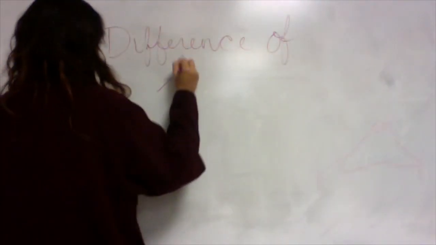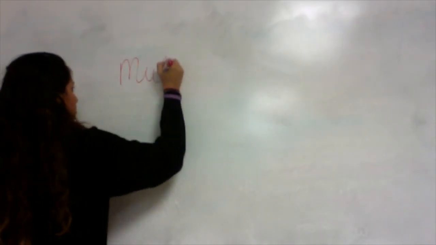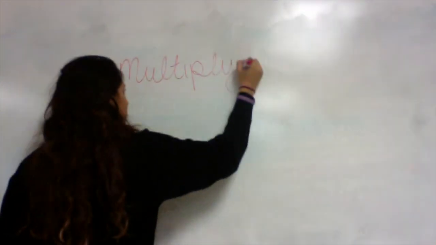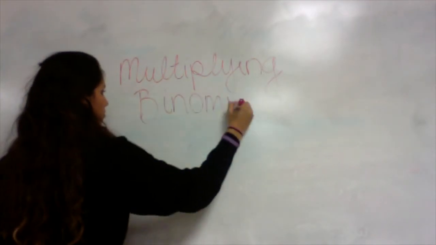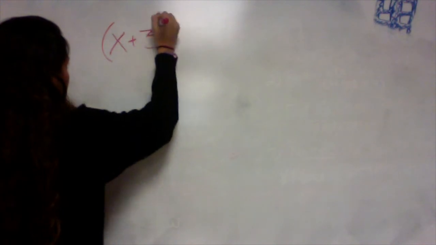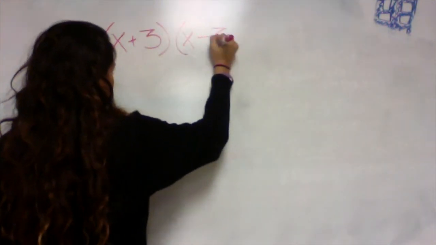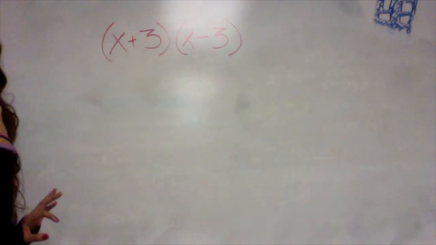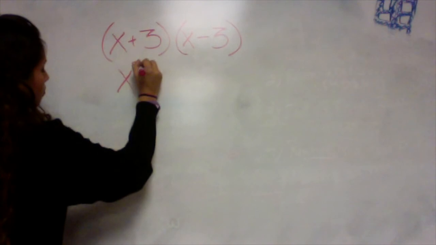So first we're going to start off with the difference of squares. What you need to know first is about multiplying binomials. This right here is an example of what binomials are. By multiplying them, you would FOIL them, which stands for first, outer, inner, last.